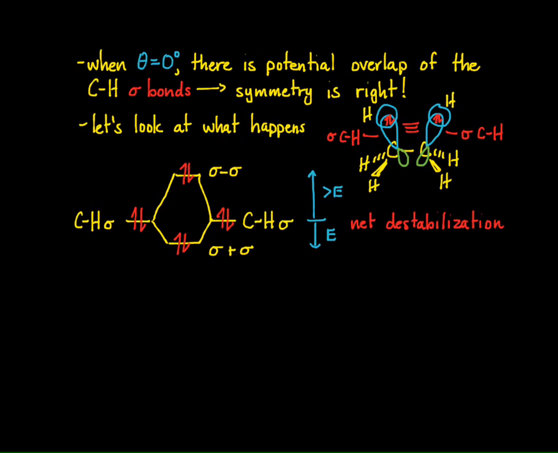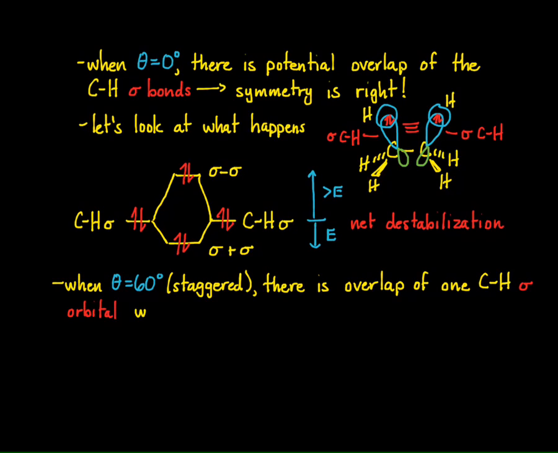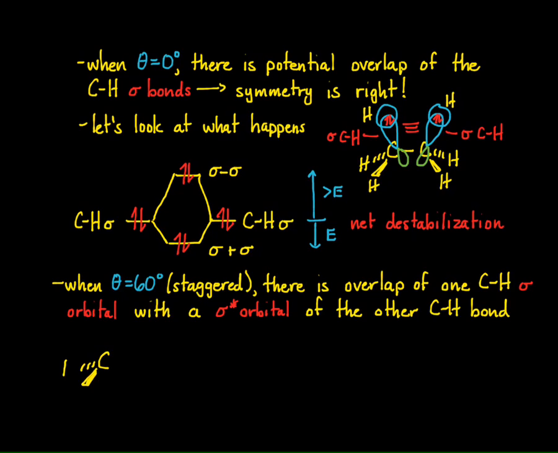All right, so now let's see what happens when theta, the dihedral angle, is 60 degrees. So now we have a staggered conformation. When that occurs, there's an actual overlap of one of the carbon-hydrogen sigma orbitals with the sigma star orbital, the antibonding orbital of the other carbon-hydrogen bond. Let's take a look. So here I'm drawing the carbon-hydrogen bonds that are not in the plane of the board. I'm going to focus on the carbon-hydrogen bonds that are in the plane of the board.